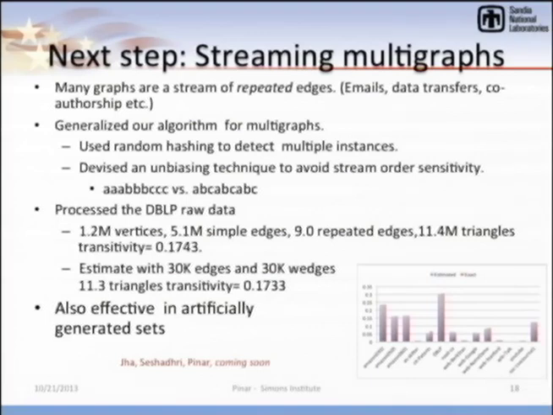And one thing nice was DBLP, we worked with the raw data. It's not turned into a graph. We just looked at the raw data, the names of the authors, and then we analyzed the clustering coefficients for that. And we were extremely close in the analysis. And well, we generate some artificial data sets, and we always get good numbers as well.